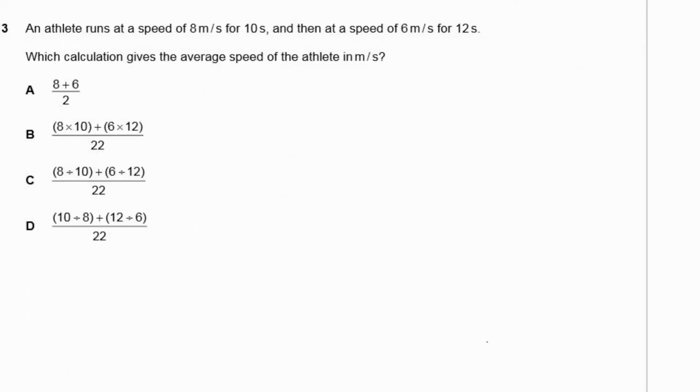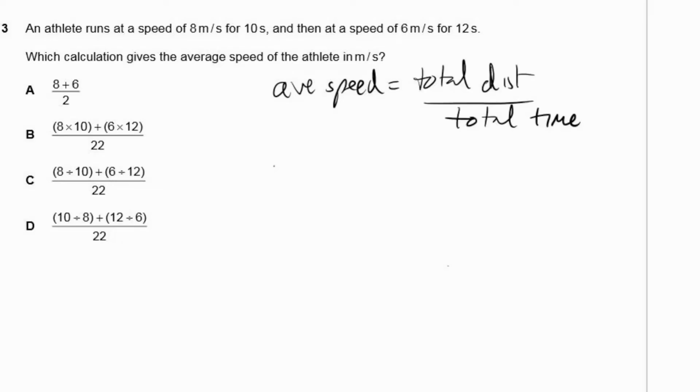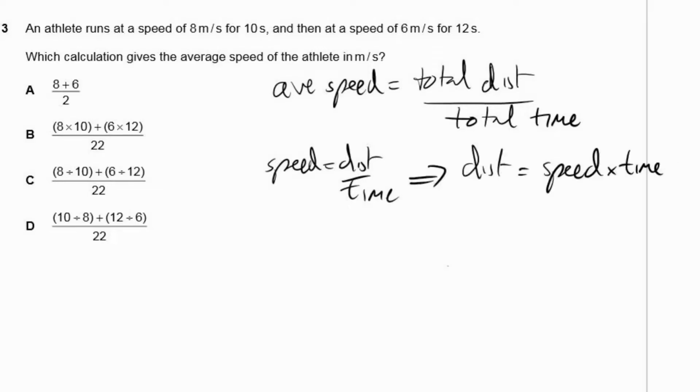3. An athlete runs at a speed of 8 meters per second for 10 seconds, and then at a speed of 6 meters per second for 12 seconds. Which calculation gives the average speed of the athlete in meters per second? Now, we want to be a bit careful with this because the average speed is given by the total distance divided by the total time. Now we know that speed equals distance over time. And from that we get distance equals speed times time.